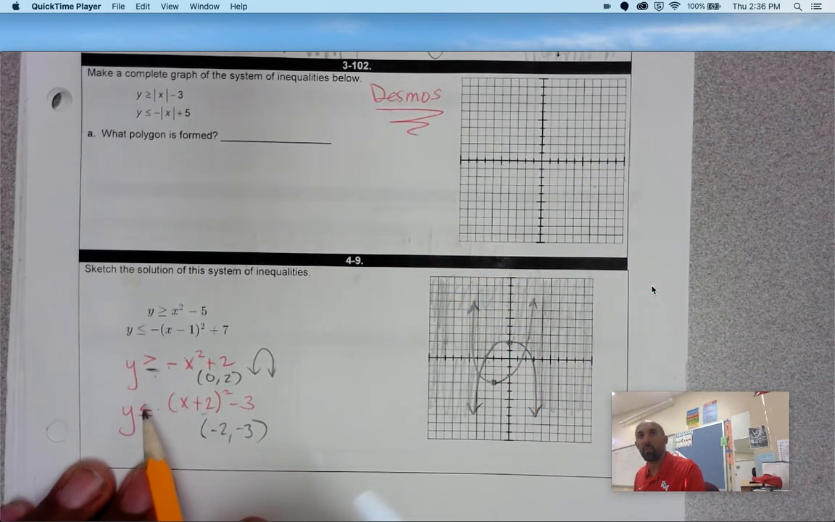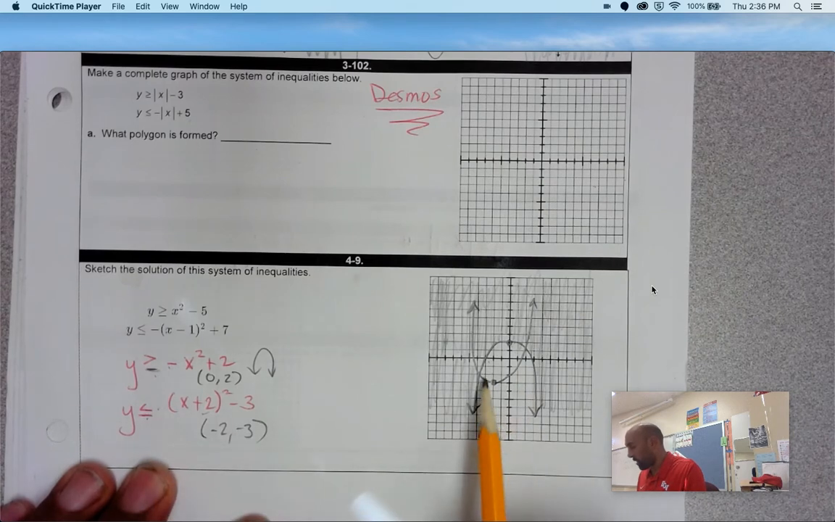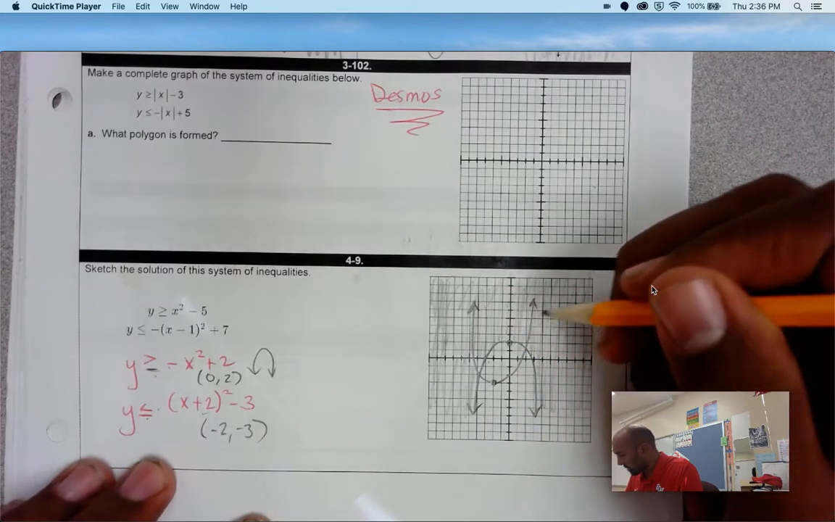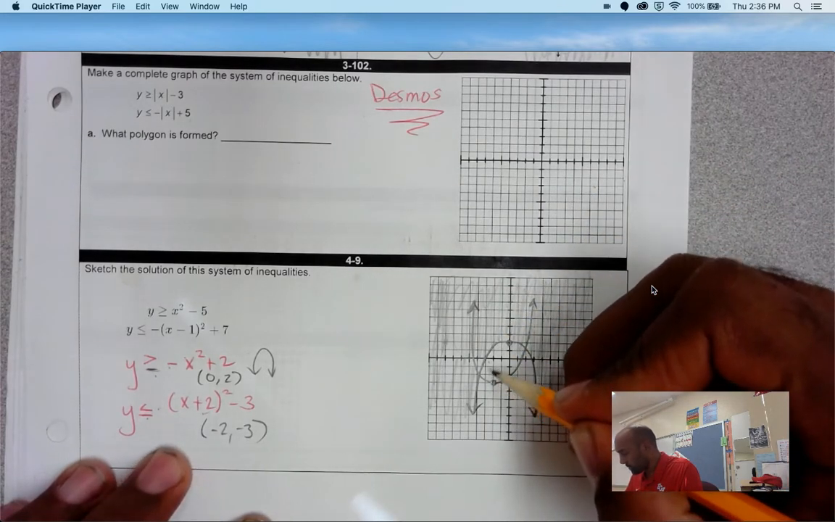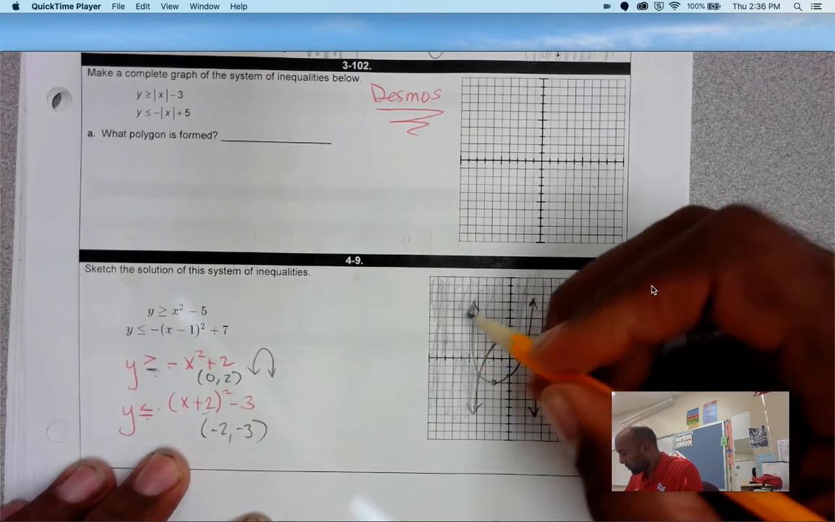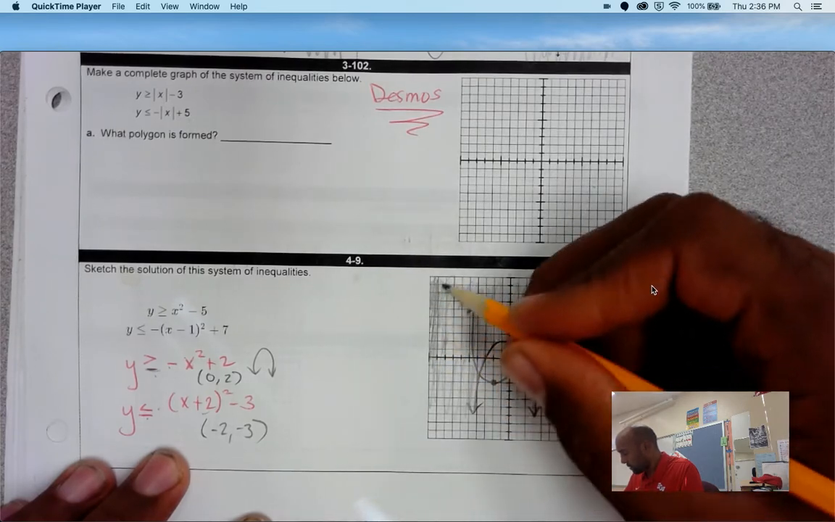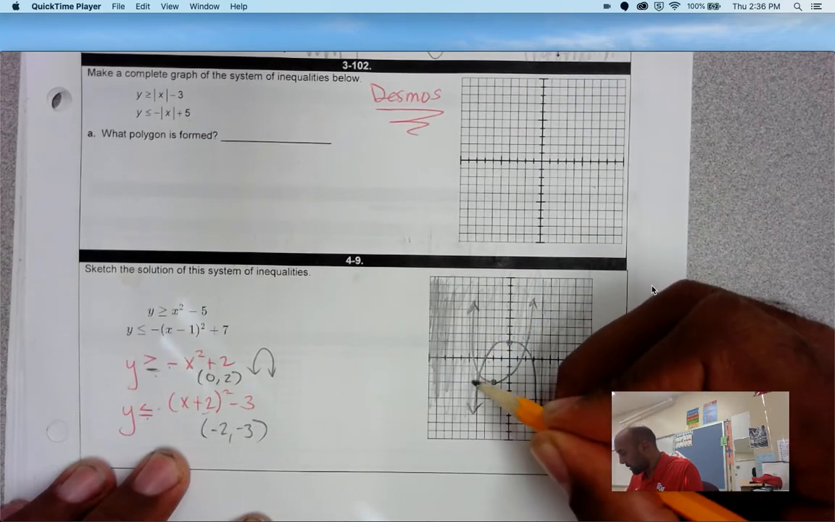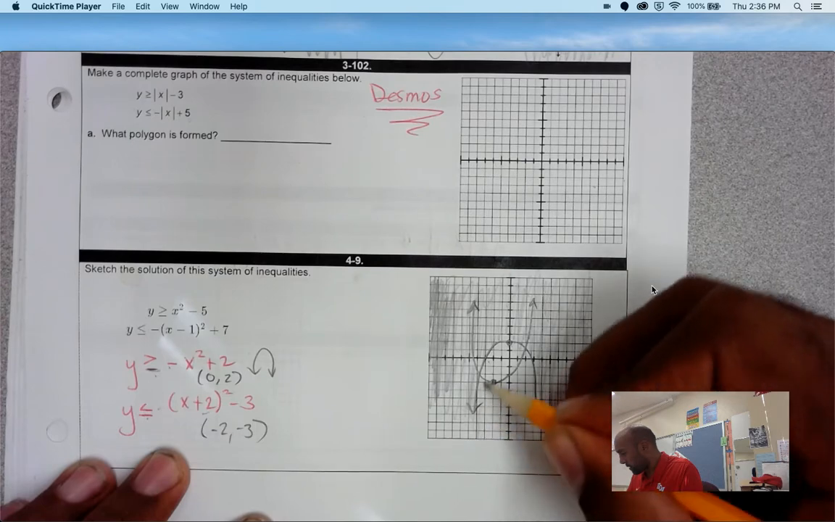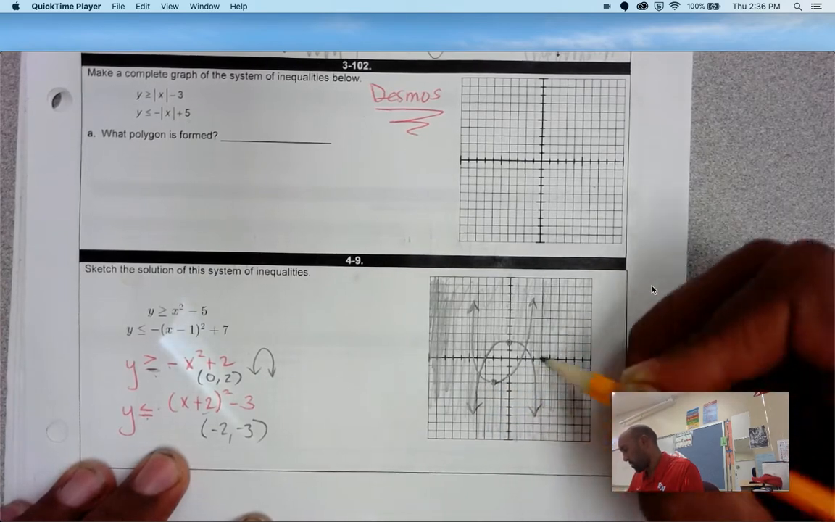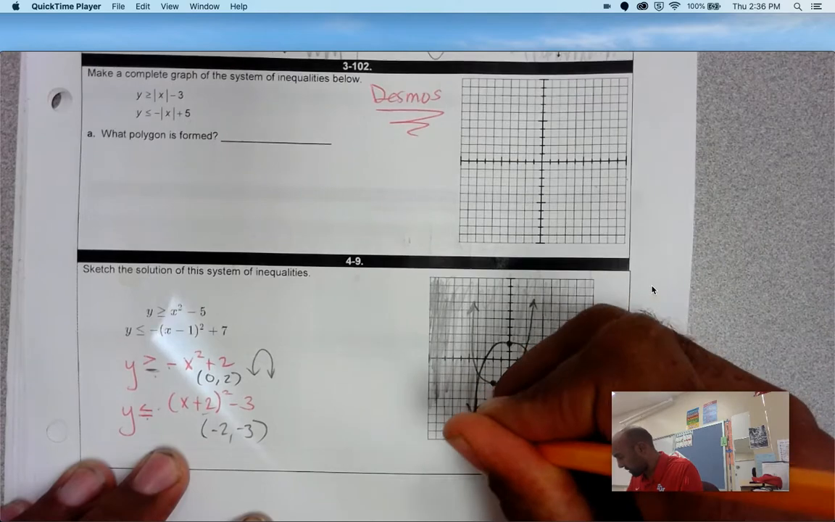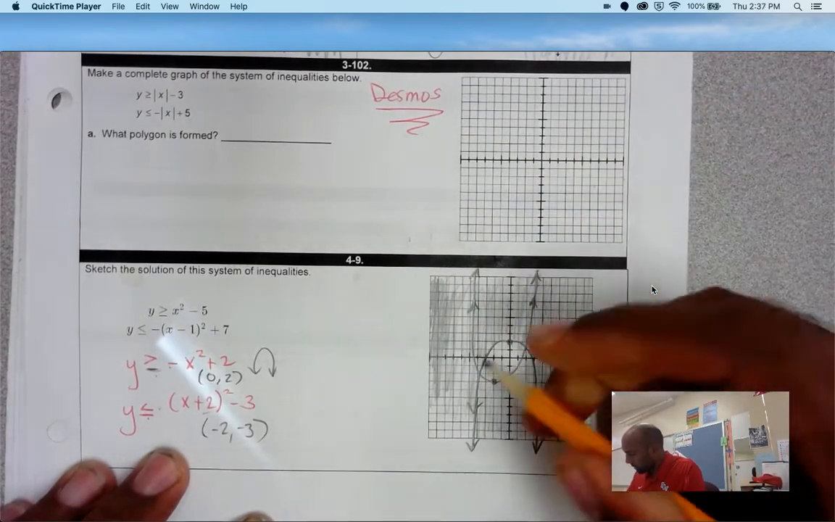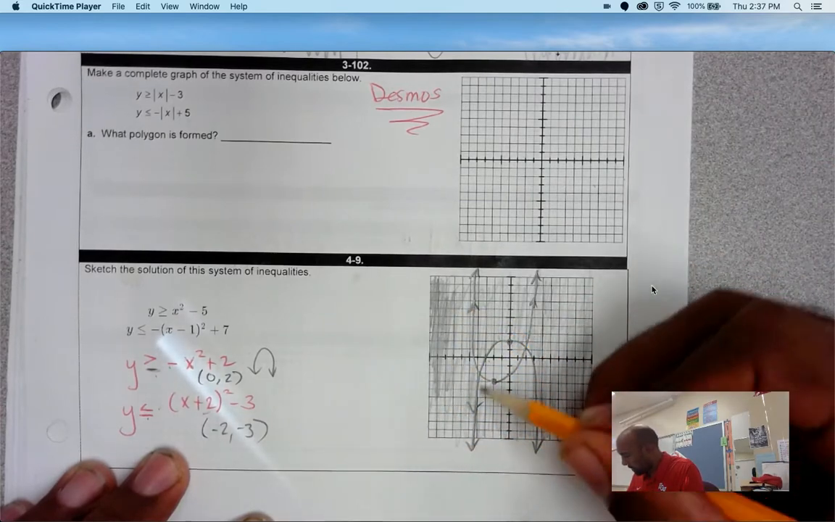All right, so now this one is y is less than this graph right here. Y is less than, so that means that everything below this graph right here is shaded. So that means like down here. And actually what I'm going to do is I'm going to extend this off of the graph. That way it's a little easier to see where I'm shading at. Okay, so that means everything below that graph there.